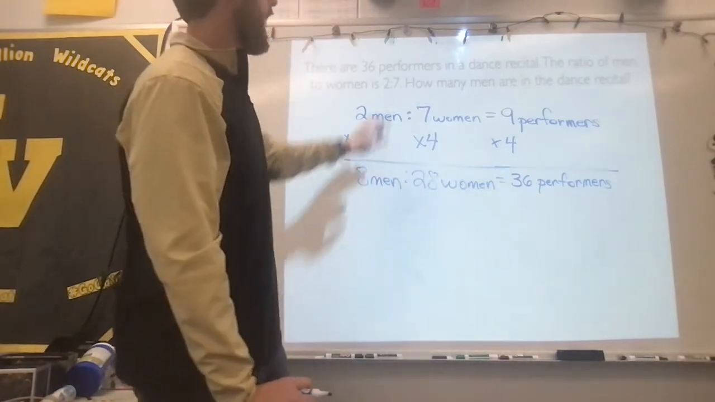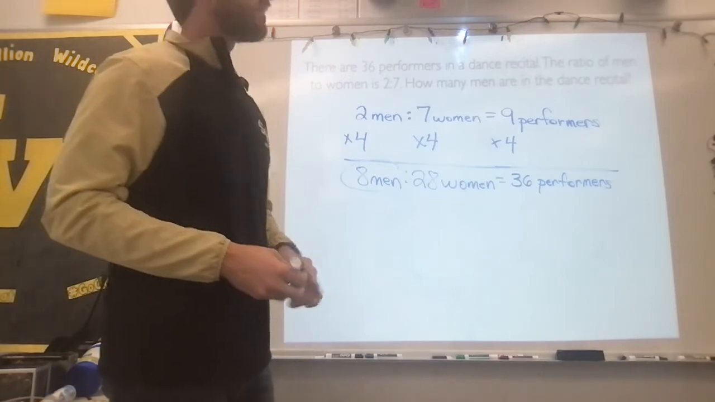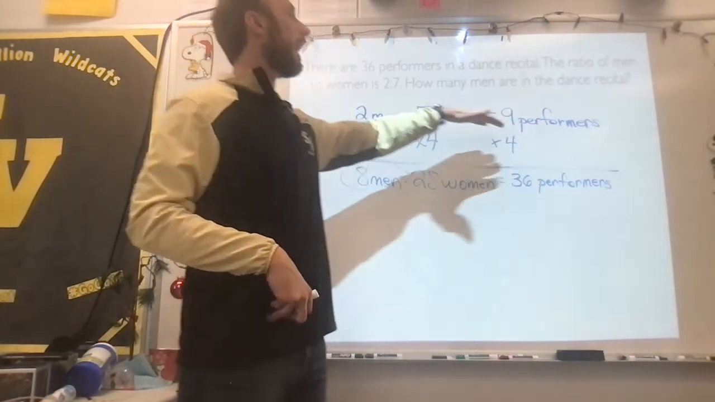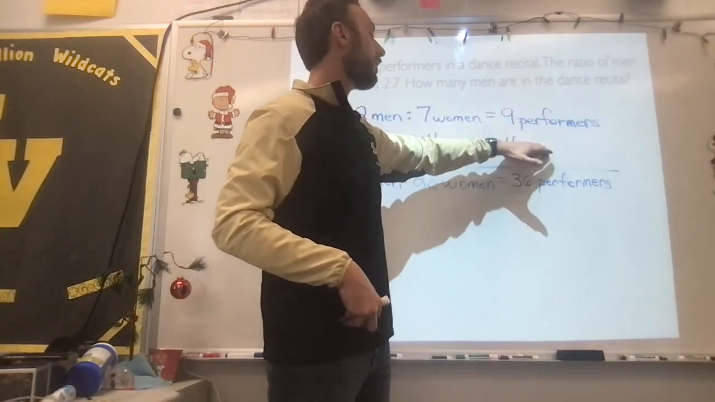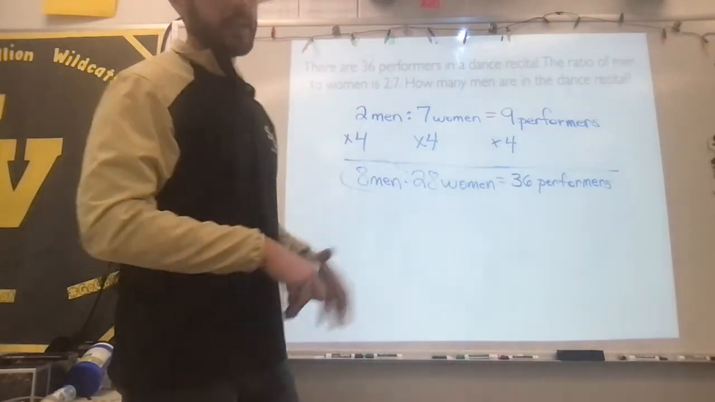So to answer my question, how many men are in the dance recital? The answer would be there are 8 men. Once again, I did that by adding my men and women to find my total performers. Once I know how many performers were in my initial ratio, I can multiply 9 by 4 to get 36, and I just kind of work backwards from there.